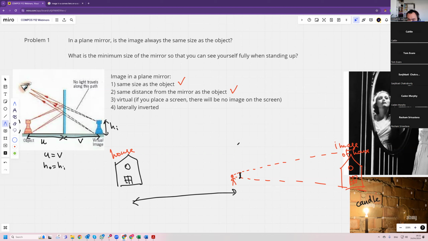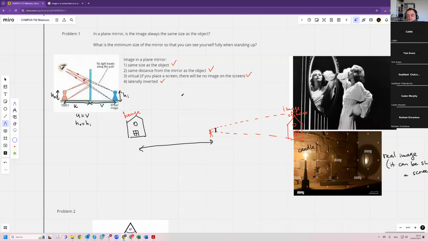All right, any questions here? So just to recap, this is my mirror. This is the house. The house is way over there. The image of the house is the same distance, but in that direction. So it's about 70 meters in that direction. And there's obviously nothing there. If I place a screen there, I won't see anything on the screen. All right, no questions? Good.